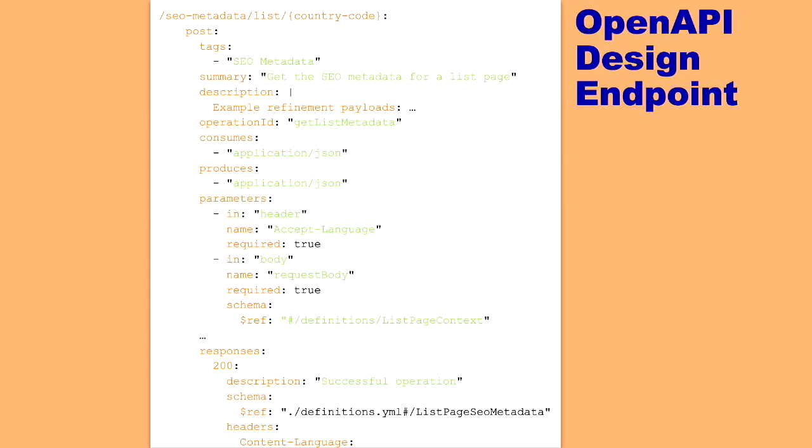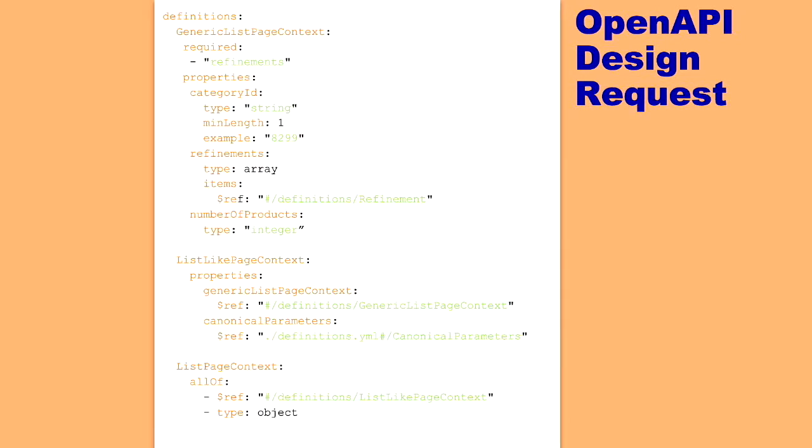So what kind of things can you specify in your OpenAPI specification? Here we specify the URL path of our operation. You can specify the parameters the client has to send, in this case an Accept-Language header, which is required, and you can specify the request payload the client has to send, and that can be in a separate definition. This is how we specify the request payload, which is split up in a generic definition. The client has to send a category ID, which is of type string and minimal length 1, and has to send a list of refinements, which is of type array. And with the allOf keyword, you can extend your model definitions, and this way you can reuse the definitions.